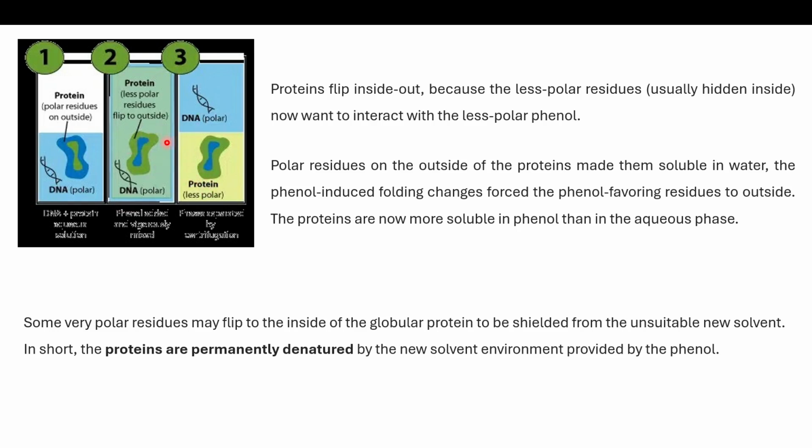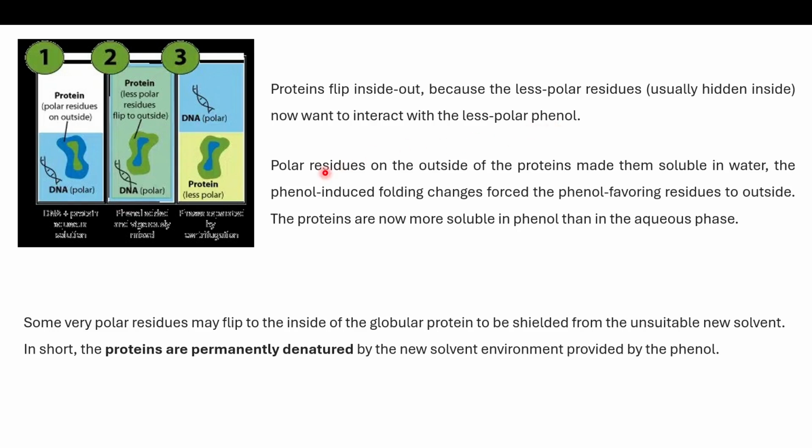Now, when we are vortexing, we are letting all these macromolecules interact with both hydrophilic and hydrophobic phases, right? The proteins are flipped out, denatured, and flipped out means we are referring to the flipped out hydrophobic residues. This moves to the less polar part, and DNA keeps on interacting with the aqueous phase. So what we are talking about is proteins flipping inside out. Green is outside, blue comes inside, because the less polar residues, which are usually hidden inside, now want to interact with the less polar or organic phenol phase.